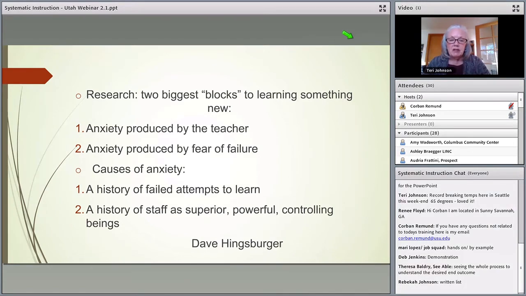The research points, and this top two is research done not around folks with intellectual disability, but just learners in general. The two biggest blocks to learning have to do with anxiety produced either by the teacher or anxiety produced by the fear of failure. So if you can think back to maybe those learning experiences that weren't so great, where there was a lot of anxiety in just the process of learning and going into that situation, what we know about anxiety is it tends to shut down the areas of the brain that we need for learning. And it just kind of goes into this survival mode.